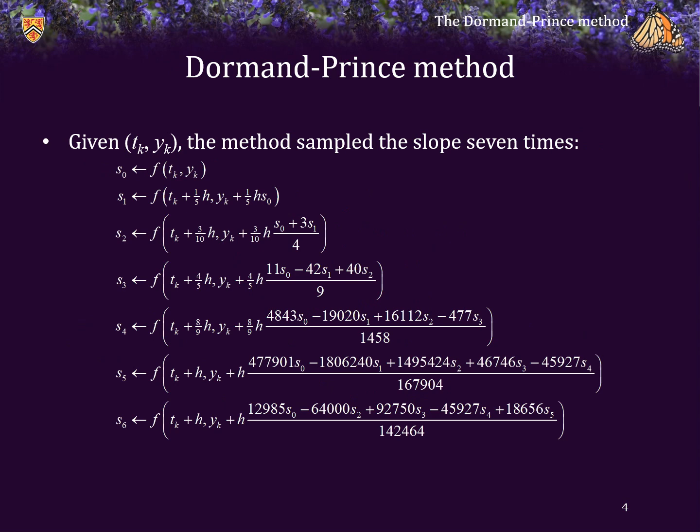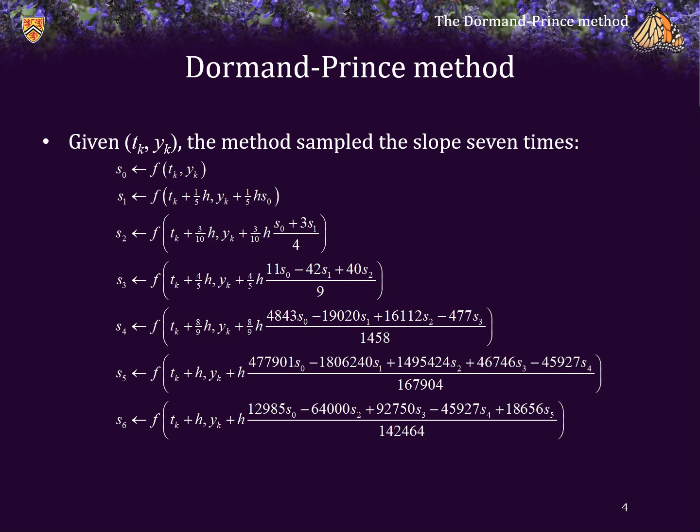Well, Dormand-Prince more or less does the same thing, except more often. It actually samples the slope 7 times. And you'll notice that it samples the slope at 0.2 times h, then 0.3 times h, and then 0.8 times h, and the last two sample at the right-hand endpoint, t_k plus h.